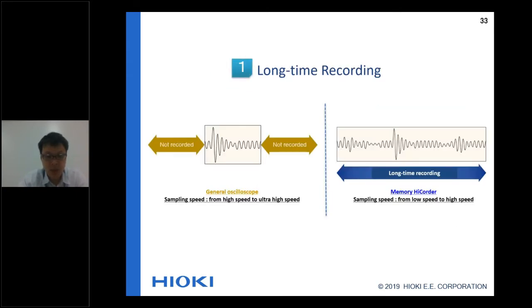This is a general oscilloscope. You can see just this window. It's a very short term, right? But if you use a memory recorder, you can record for a very long time. And some of the recorders can do real-time saving even to your laptop or PC. So in that case, the recording time will be quite unlimited, we can say.